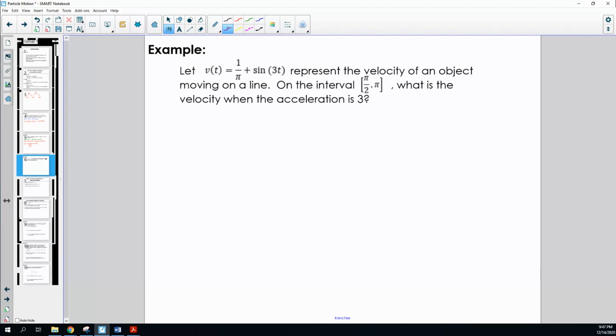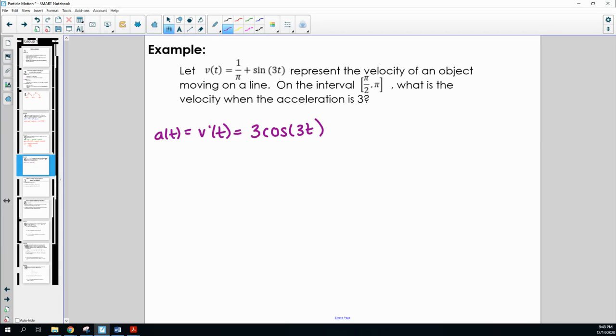Okay, so we first need to figure out what the acceleration function is. Since we're given the velocity function, all I need to do is find the first derivative of this. So a of t is equal to v prime of t. When I take the derivative, 1 over pi is just a constant, so I'm going to get 0 for the derivative. And then I have sine of 3t, which I'm going to use the chain rule on. So this is going to give me 3 cosine of 3t.